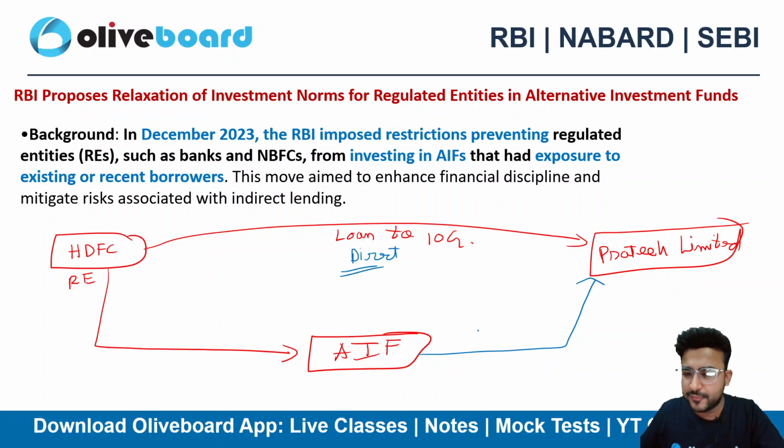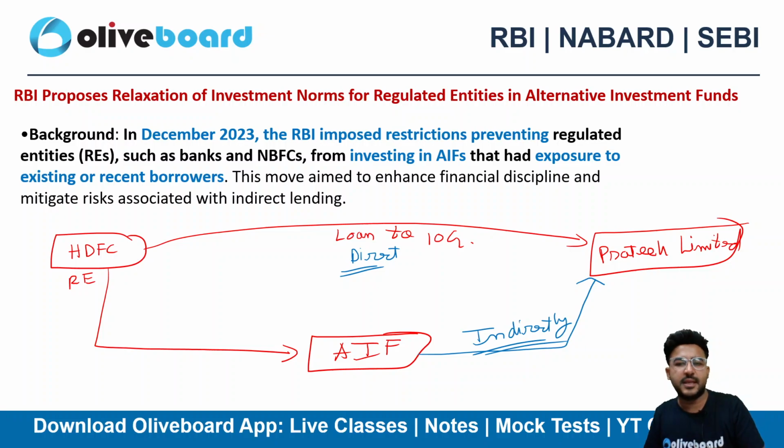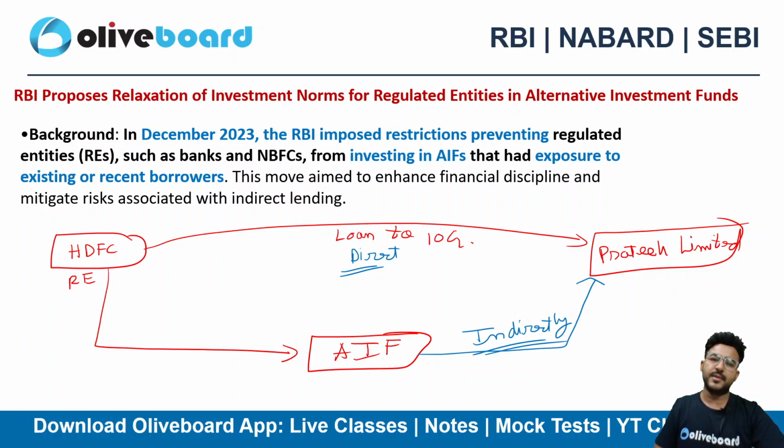However, don't you feel that you have indirectly invested again in Prateek Limited? You have offered a loan again to Prateek Limited, right? So this is a big problem. The problem of over lending, or maybe it's a deliberate arrangement, right? I cannot take a loan of more than 10 crore directly from HDFC Bank, so I'm taking it via an AIF, alternate investment fund.